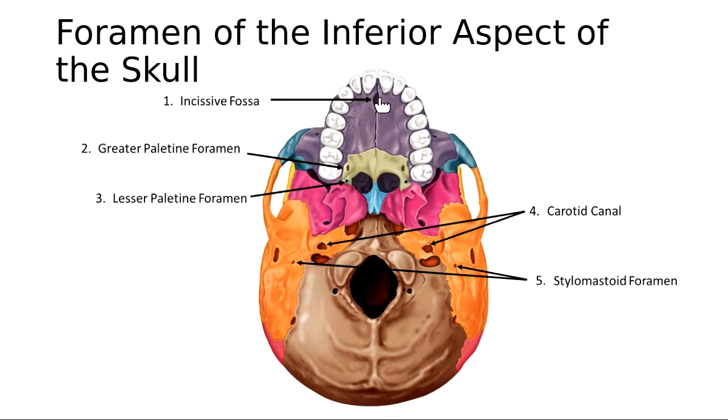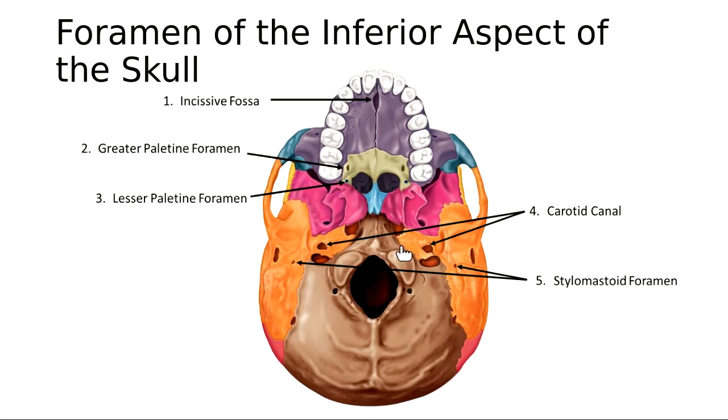Then in your palatine bone, there's a large hole and several small holes. The large one is the greater palatine foramen, and then you have usually about 2 or 3 smaller ones. You only see one on this picture. The lesser palatine foramen. They're named after the palatine bone, the large and the small foramen. Greater palatine foramen, lesser palatine foramen.